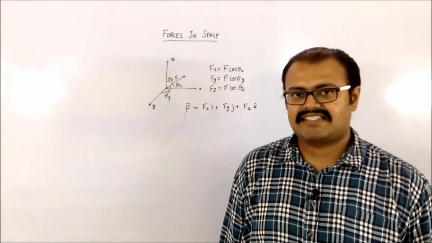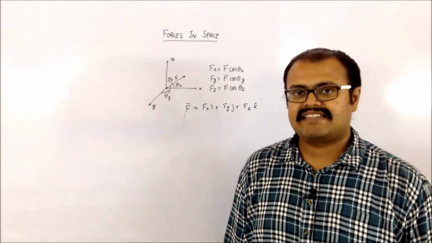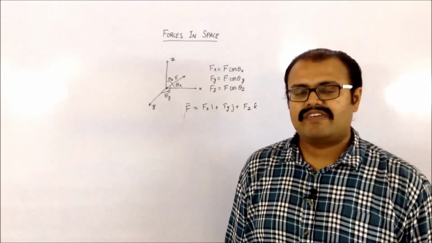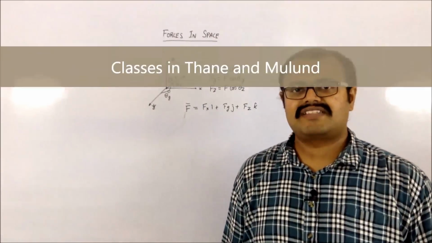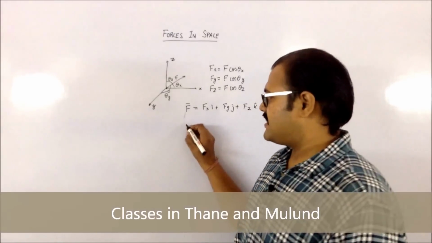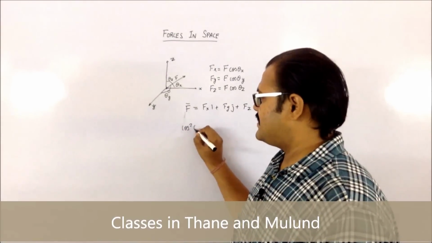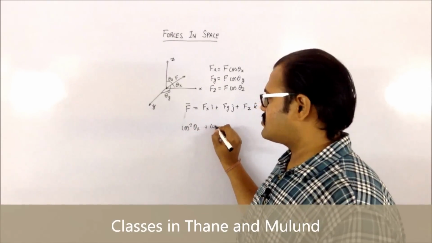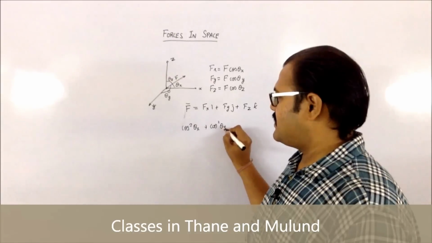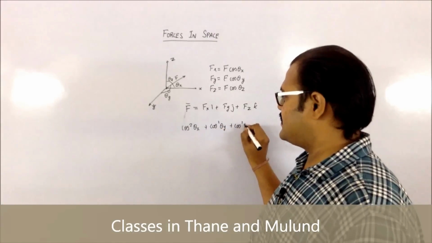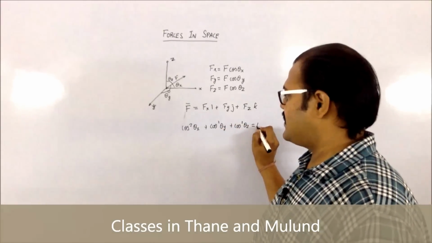Now there is a relation of the angles theta x, theta y and theta z, which you might recollect from your 3D geometry, which is given by cos square theta x plus cos square theta y plus cos square theta z, which is equal to 1.